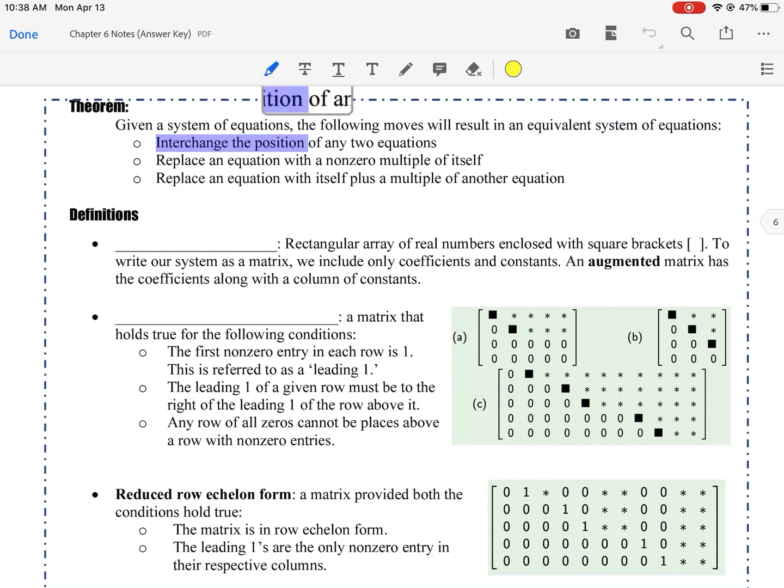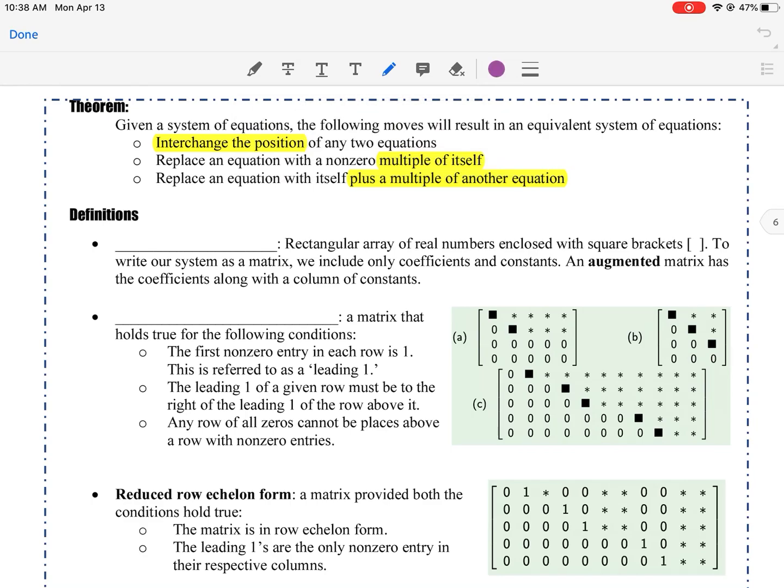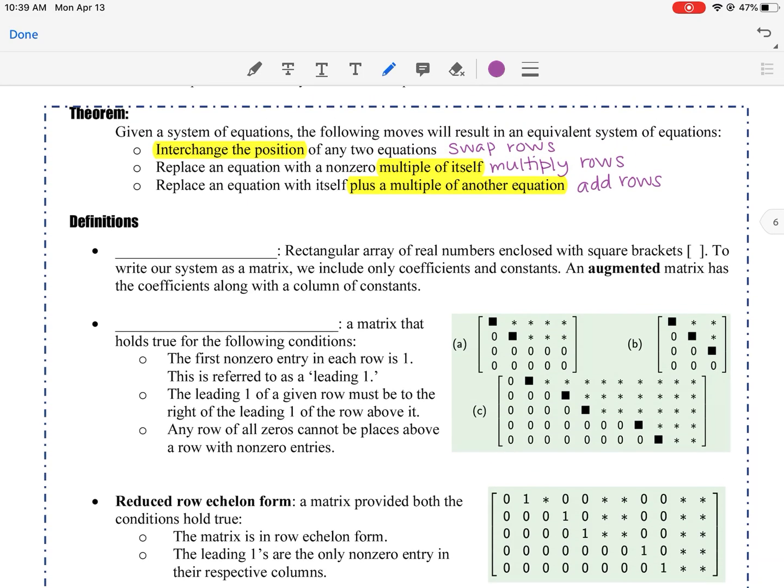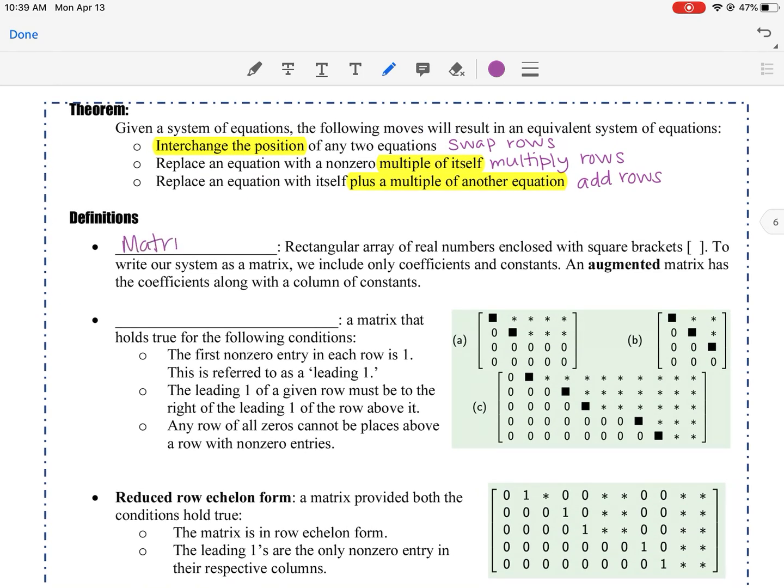So today we are going to work with matrices, and there's a couple of key things that we're going to do. First of all, when we're working with a matrix and changing rows up, we can interchange the position, so interchange the spot of 2 rows. We can replace an equation with a non-zero multiple of itself, so we can multiply something. And then we can replace an equation with itself plus a multiple of another equation, so we can also add rows. So our 3 things today are: we can swap rows, we can multiply rows, and we can add rows.